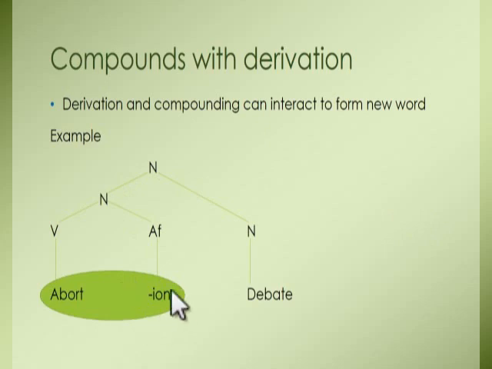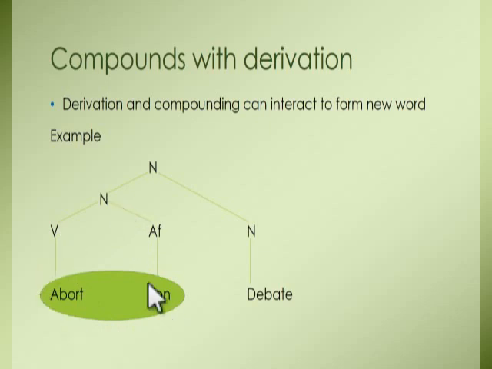In this case, we have the example of abortion debate. Abortion debate. As we know, abortion is a combination of a free form and a bound morpheme. Yeah, abort is verb and ion is the affix. So we have to separate this one first. Abortion is constructed from the lexical category verb and affix. Yeah, it creates a noun.